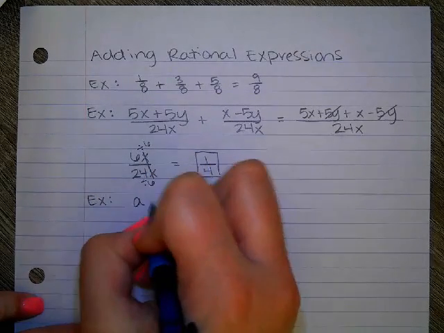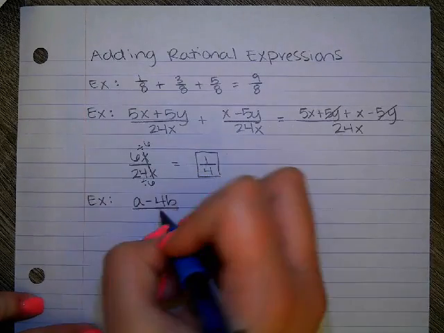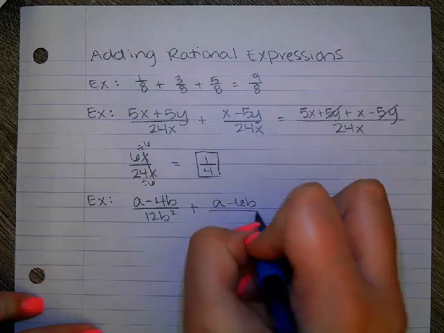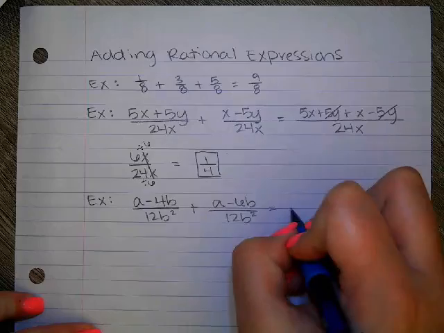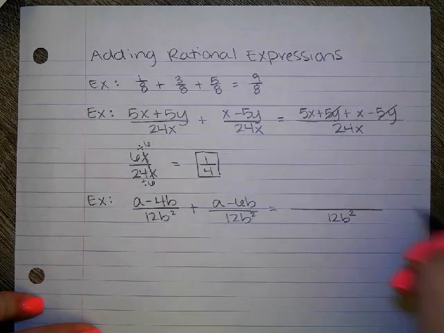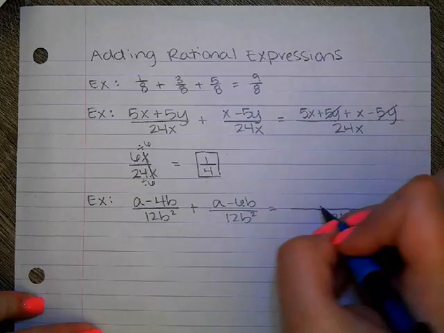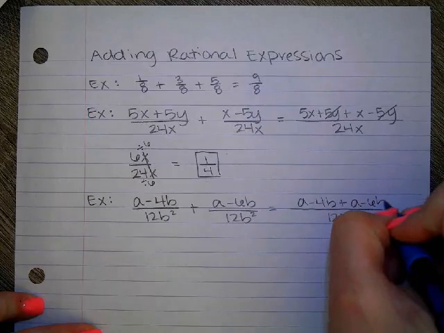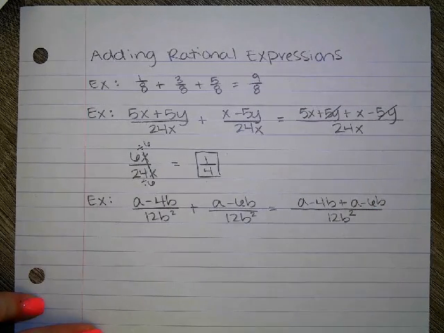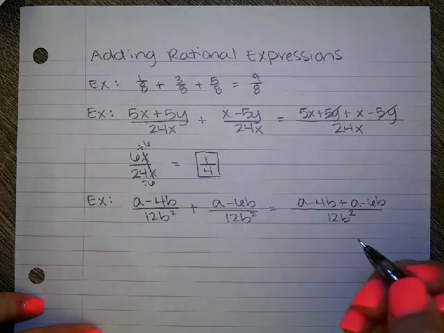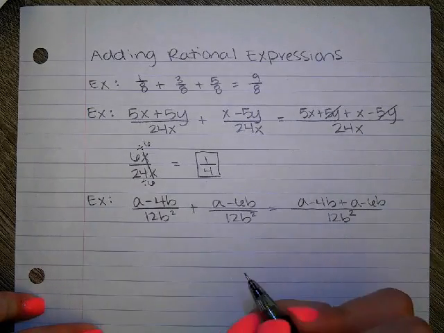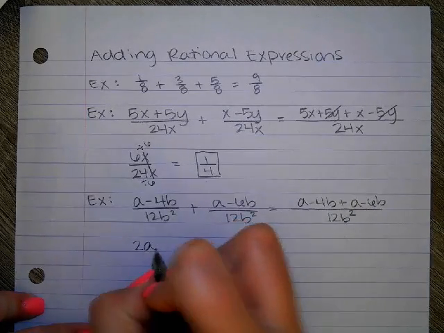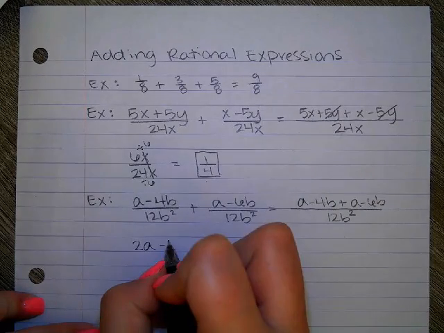All right, second problem. (a minus 4b) over 12b squared plus (a minus 6b) over 12b squared. So our common denominator is 12b squared. Just like before, I want you to write all the work out. So a minus 4b plus a minus 6b. All right, so a plus a is 2a. Negative 4b and negative 6b is negative 10b.